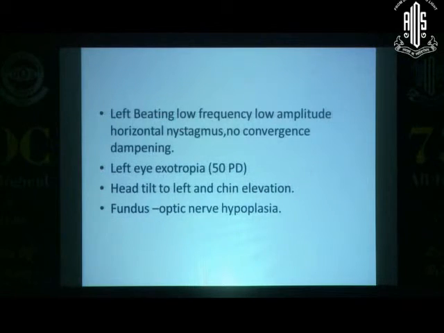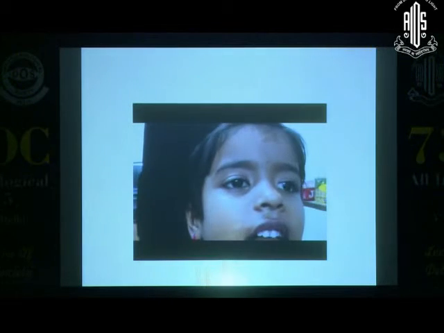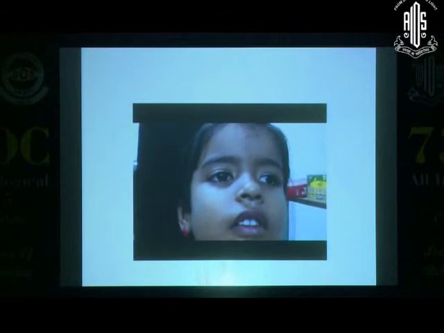Color vision was normal. The nystagmus she was having was left beating, low frequency, low amplitude, horizontal nystagmus with no convergence dampening. Left eye was exotropic 50 prism diopters. For abnormal head posture, there was head tilt to the left and chin elevation present. Fundus was suggestive of optic nerve hypoplasia. This is the video.